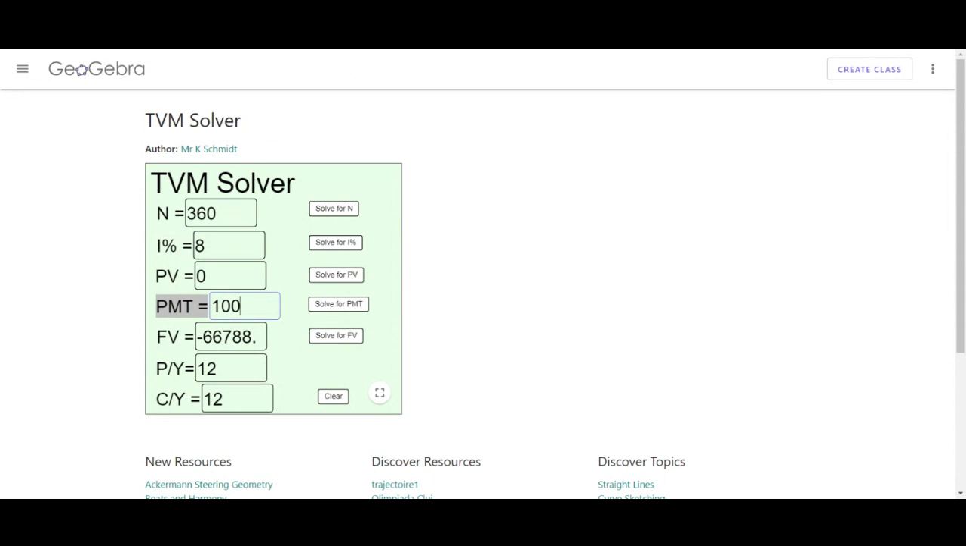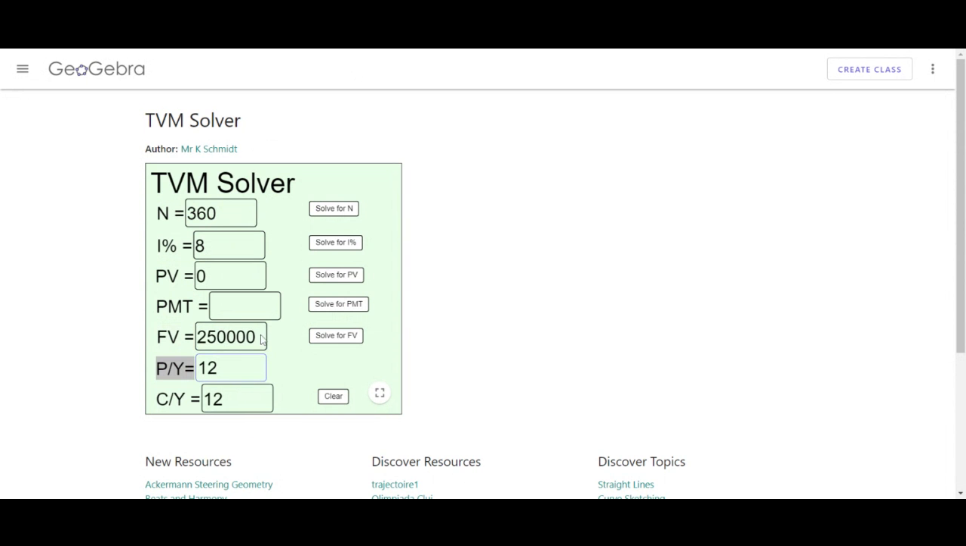PMT is what we want, so I'm going to leave that blank. You don't have to leave it blank, you just click on this. So FV, again, we want that to be 250,000. That's the balance in the account after 30 years.